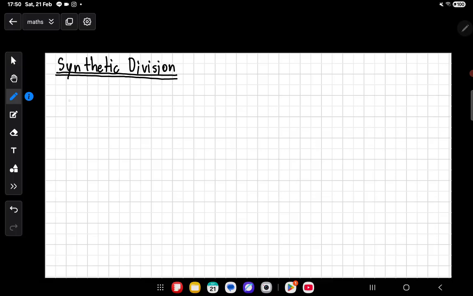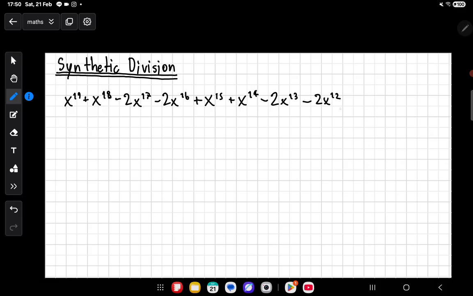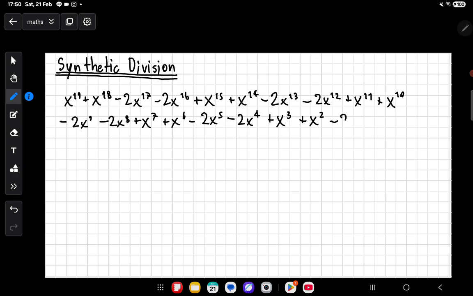So I want you to try and factor x to the power of 19 plus x to the power of 18 minus 2x to the power of 17 minus 2x to the power of 16 plus x to the power of 15 plus x to the power of 14 minus 2x to the power of 13 minus 2x to the power of 12 plus x to the power of 11 plus x to the power of 10 minus 2x to the power of 9 minus 2x to the power of 8 plus x to the power of 7 plus x to the power of 6 minus 2x to the power of 5 minus 2x to the power of 4 plus x cubed plus x squared minus 2x and minus 2.